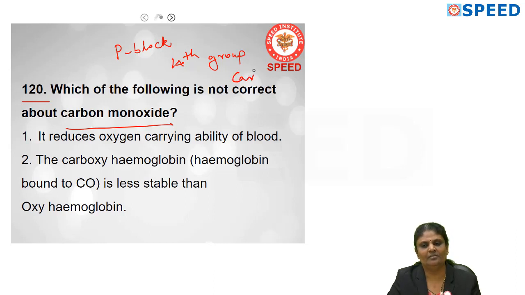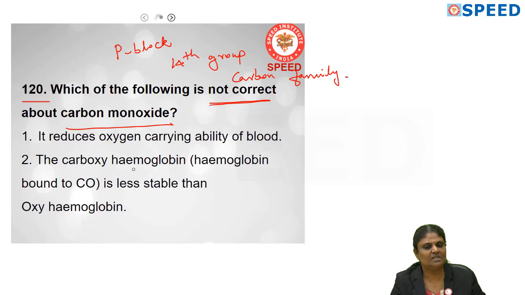And then carbon family. So this is from carbon family. It reduces oxygen carrying ability of blood. Okay, so which one of the following is not correct? So you understand the question. So it reduces oxygen carrying ability of blood. I think this is correct.